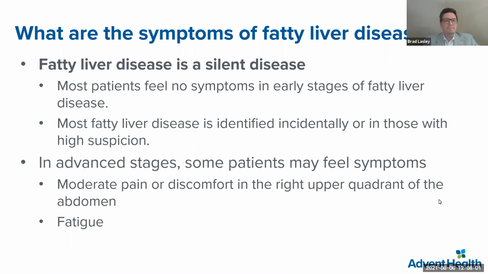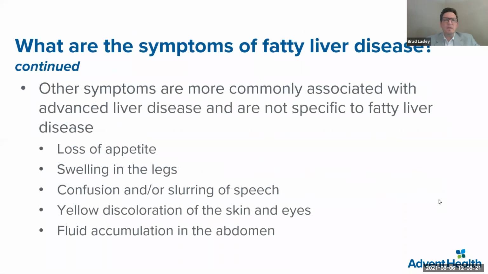We know that in the advanced stages of fatty liver disease, in advanced stages of liver disease itself, some patients may feel some symptoms, and we'll talk about those, but moderate pain or discomfort in the right upper quadrant of the abdomen and fatigue. We'll unravel that a little bit more. So again, a little bit more on the symptoms is that you need to understand that your liver doesn't have nerve endings. So a lot of people will complain of right upper quadrant pain who have known suspicion of fatty liver and believe that it's fatty liver that causes their pain. The reality is that that's likely not the case.